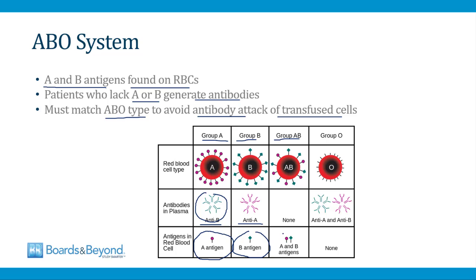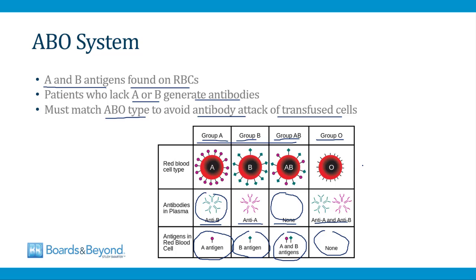Group AB patients have the A and B antigens present on their red cells, and for this reason they make no antibodies. They do not make anti-A or anti-B. So group AB patients are called the universal recipients because they can receive any red cells in terms of the ABO system, since they possess no anti-A or anti-B antibodies. And then group O patients do not express the A or the B antigen, but they will have anti-A and anti-B antibodies present in their blood. So group O patients can only receive group O red cells. They can't receive any red cells from the other blood types that express either the A or the B antigen.